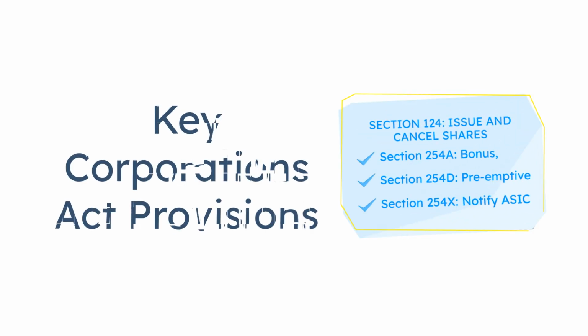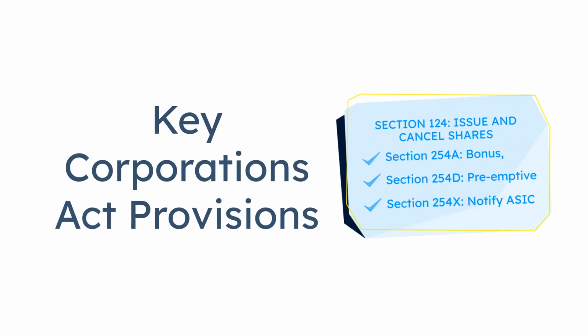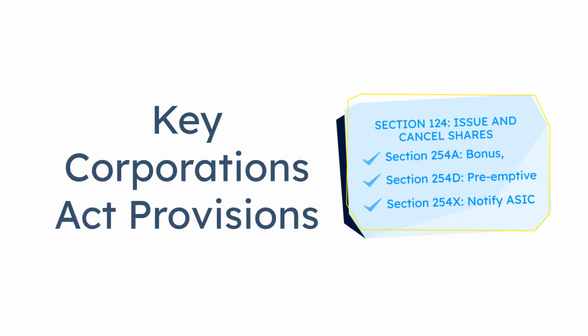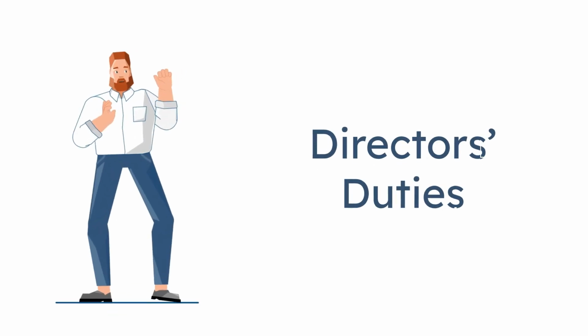Key sections include Section 124: companies can issue and cancel shares. Section 254A: powers extend to bonus, preference, and partly paid shares. Section 254D: preemptive rights for existing shareholders unless displaced. Section 254X: ASIC must be notified of a share issue within 28 days. Failure to comply risks penalties or invalid share issues.